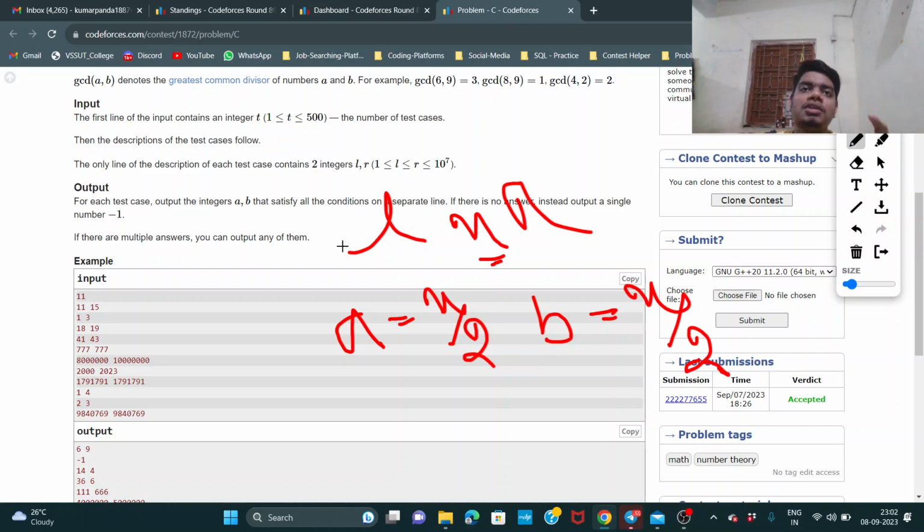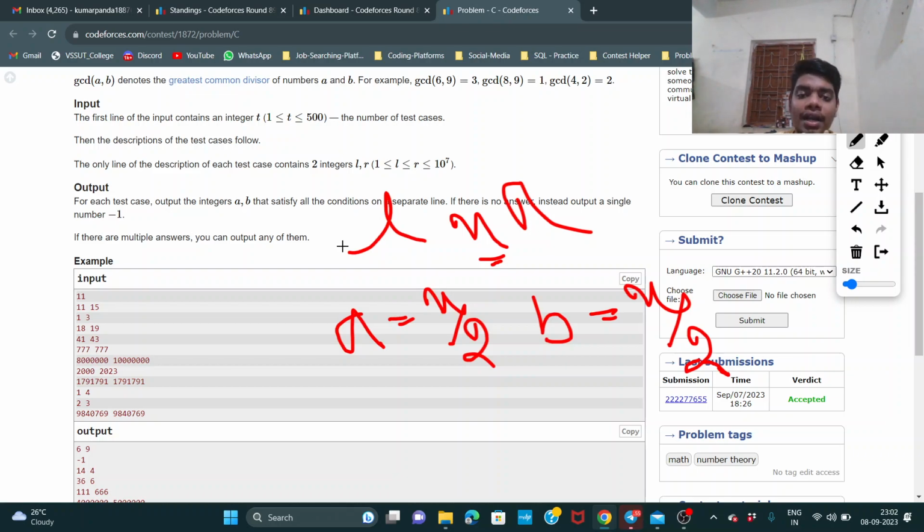For the 4 case, just take a is 2, b is 2, and gcd of a and b, like gcd of 2 and 2, is 2. And for 6, a is 3, b is 3, and gcd of a and b is 3. So are you getting my point or not? So this is the thing.